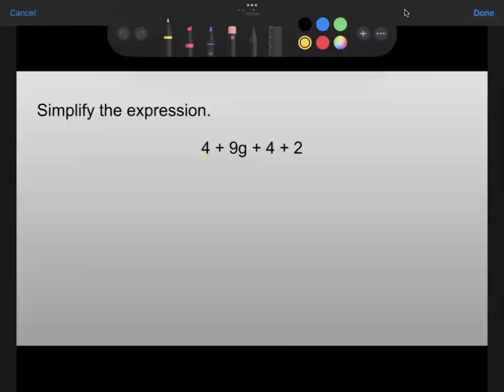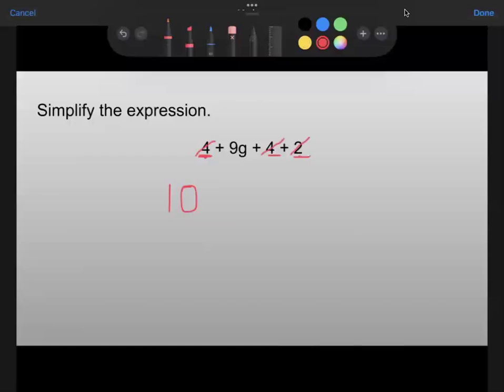I see a 4. Oh, that's a little light. Let me pick a different color. I see a 4, another 4, and a 2. All of these terms are integers that have no variable, so I know I can put those together. 4 plus 4 is 8, plus 2 is 10. So when I combine those together, I get 10. If I want to, I can cross them off, so I know that I've already combined those with something else.